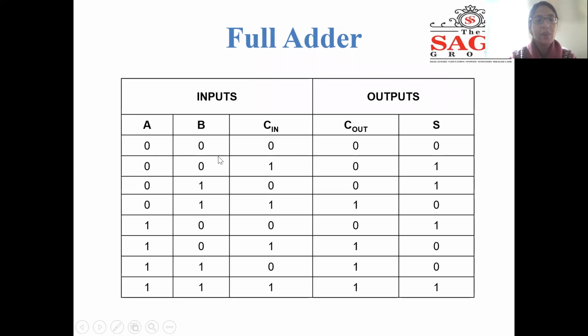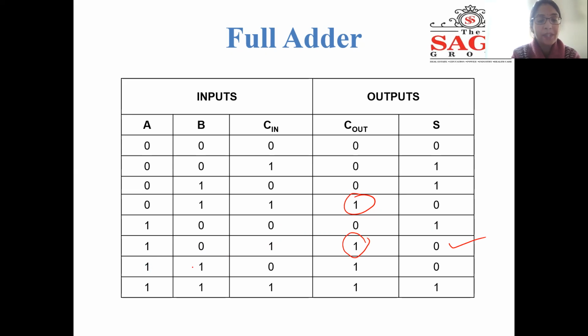0 plus 0 plus 0: sum will be 0, carry will be 0. 0 plus 0 plus 1: sum will be 1, carry will be 0. 0 plus 1 is 1, 1 plus 0 is 1, so sum will be 1, carry will be 0. 0 plus 1 is 1, 1 plus 1 is 0 with a carry 1, so the carry will be 1 and sum will be 0. Next is 1 plus 0 is 1, 1 plus 0 is 1, so sum will be 1 and carry will be 0. 1 plus 0 is 1, 1 plus 1 is 0, so the sum will be 0 and carry will be 1.